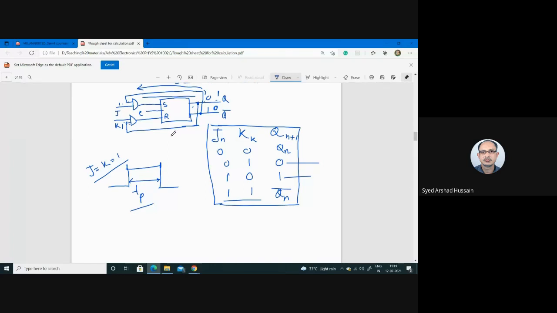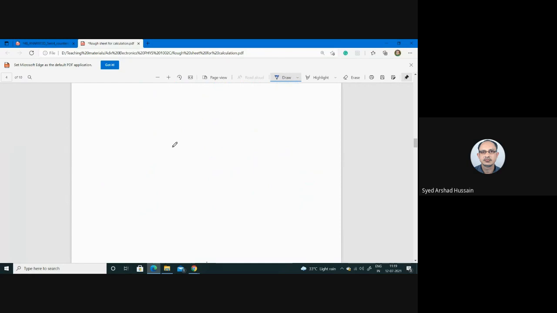So in order to avoid this, the designers have connected 2 JK flip-flops like this, simple. Say this is one JK, this is another JK.